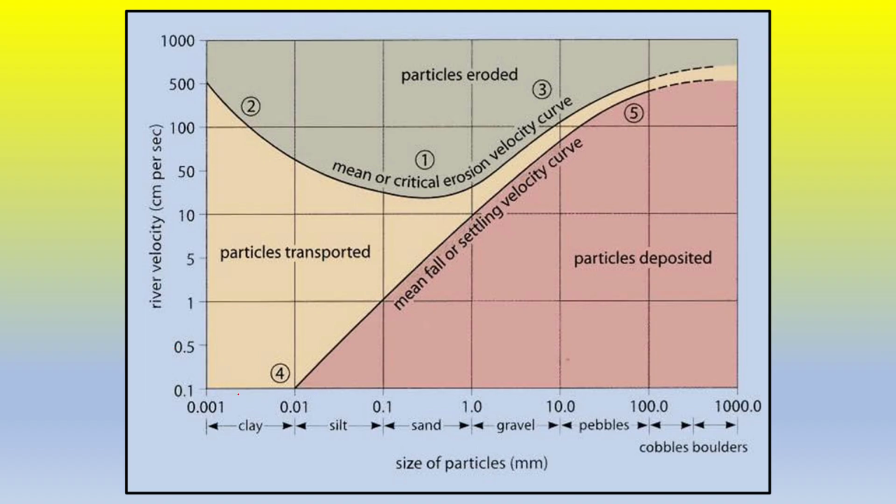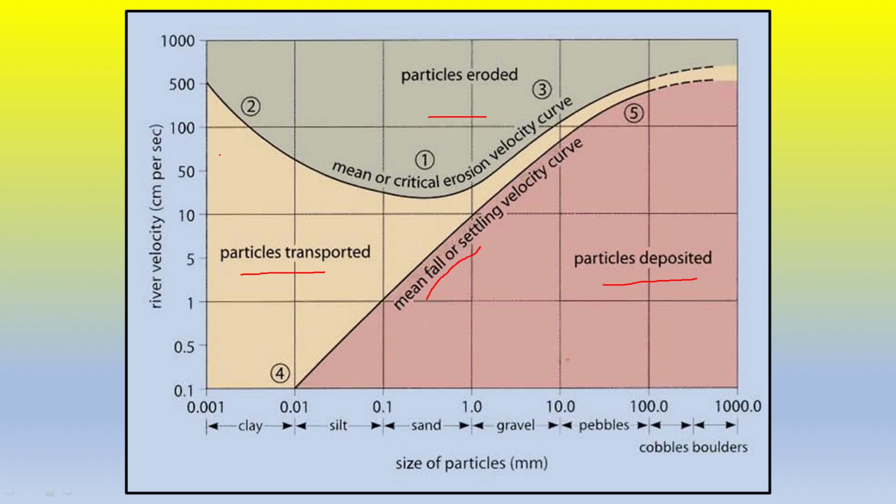So this is the diagram. This Hjulström diagram, I already explained in previous video. No worry, I also discuss now. So here you see above mean or critical erosion velocity, particles are eroded. Okay, and below the mean flow or settling velocity, particles are deposited. Okay, and this is the particle transported field.